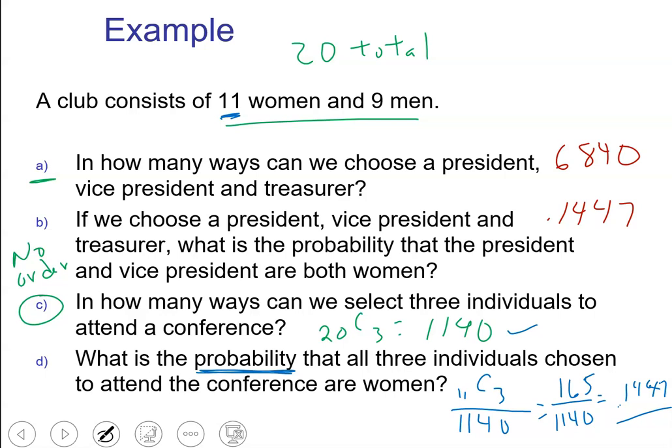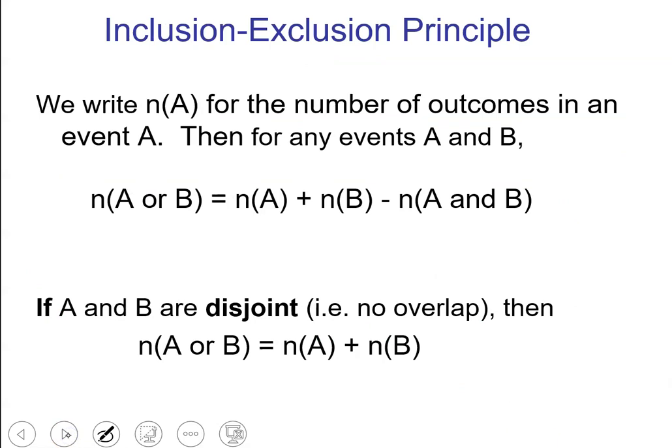All right, so now let's talk about this inclusion-exclusion probability. This is when we were doing the committees. What's the probability that a committee has at least 1 man? Well, that was the opposite of having all women, so we did 1 minus the probability of having all women. Same sort of idea here.